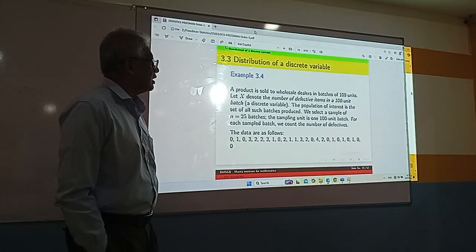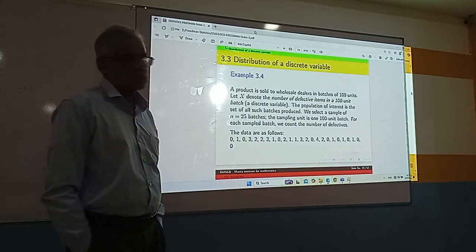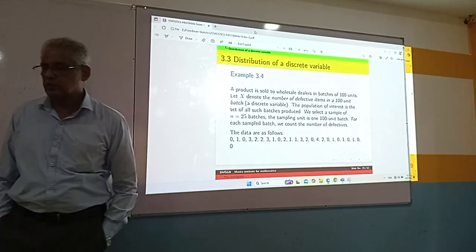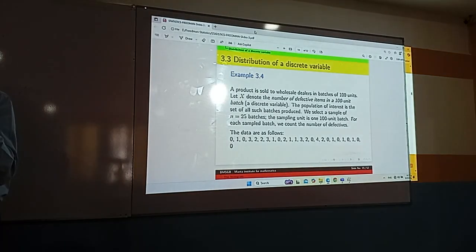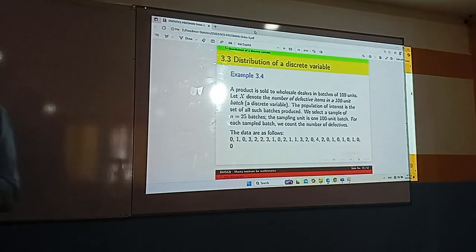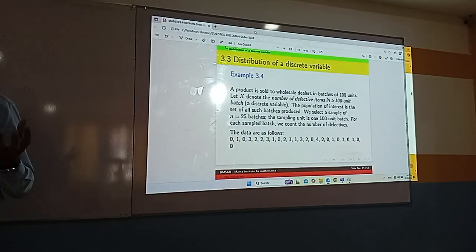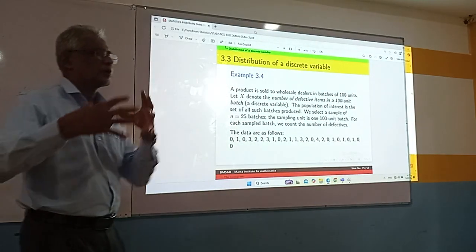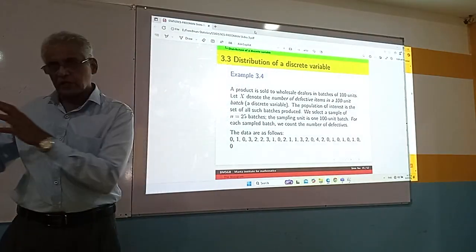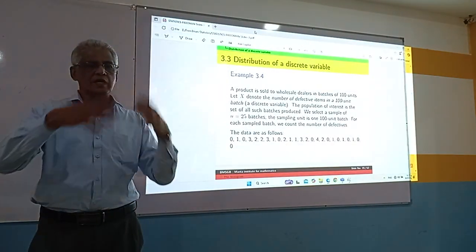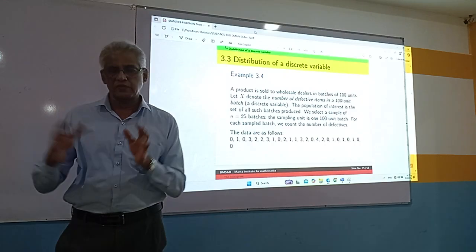Let X denote the number of defective items in a 100 unit batch. Right? So each batch is 100 units. So if you randomly select one batch and find out, the population of interest is the set of all batches, right? So suppose you are producing some item and you are selling them in hundreds, right? So one batch is 100.